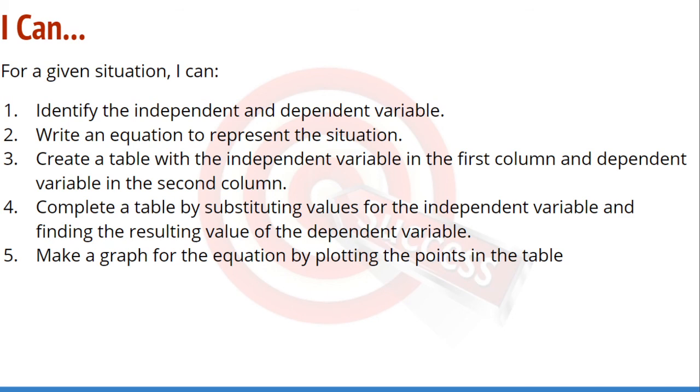Okay, I can statements. Hopefully you are feeling pretty good now. We have practiced for 2 lessons identifying the independent and dependent variable. For 2 lessons we have practiced writing an equation to represent the situation. We have worked for 2 lessons on creating a table with the independent variable in the first column and the dependent variable in the second column. We have substituted values for the independent variable and found the resulting value of the dependent variable. And then today we extended ourselves and connected it to making a graph.